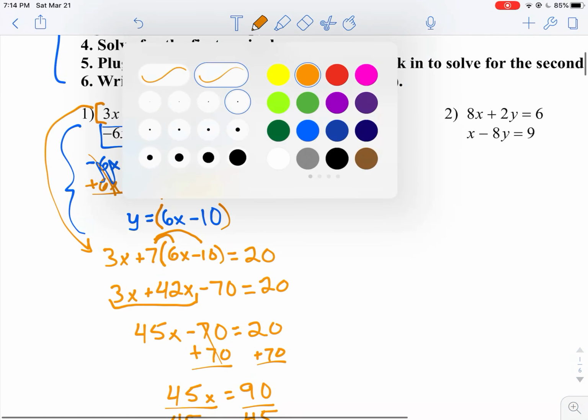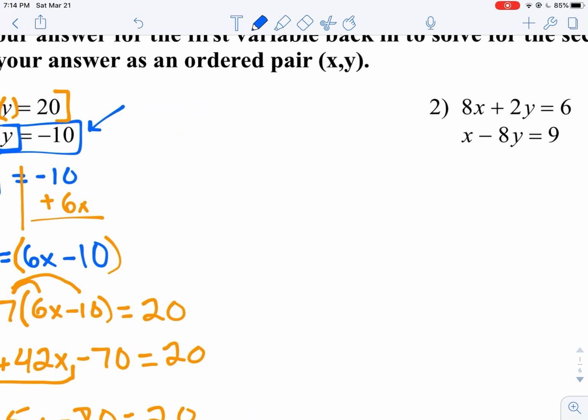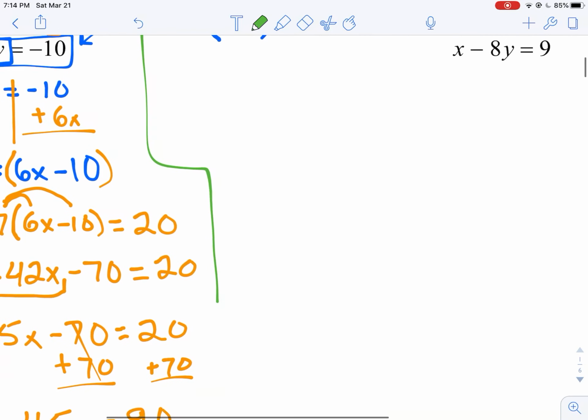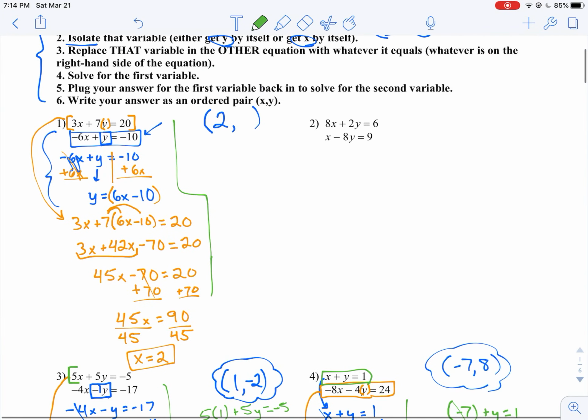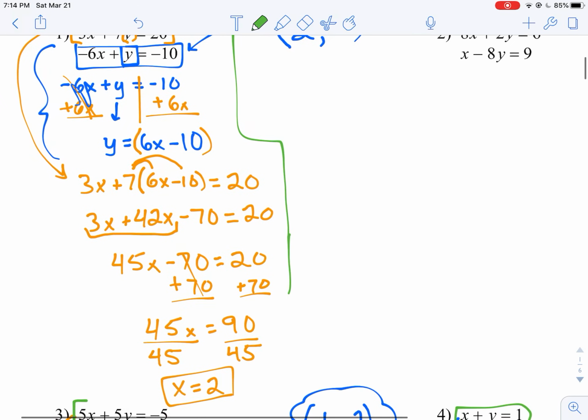Okay, so now that's part of my final answer. Remember, I have 2 answers. I have an x and a y. So my x is 2. But what is the y? And how are we going to find the y? Well, we do substitution again. This one's usually a little easier.